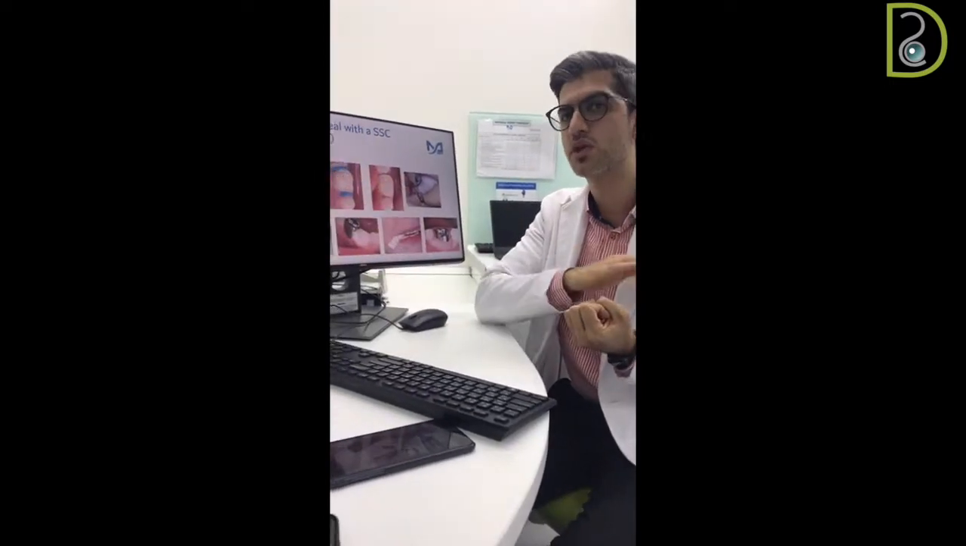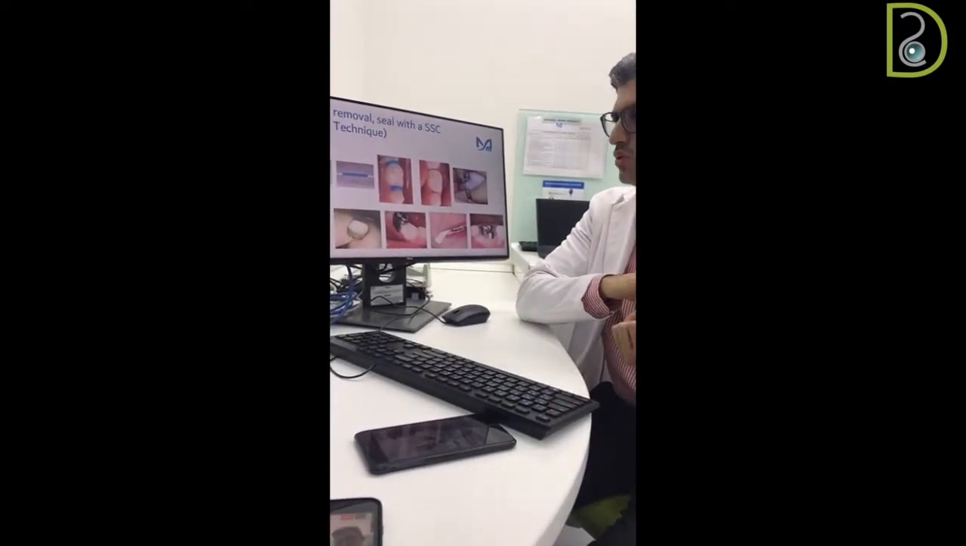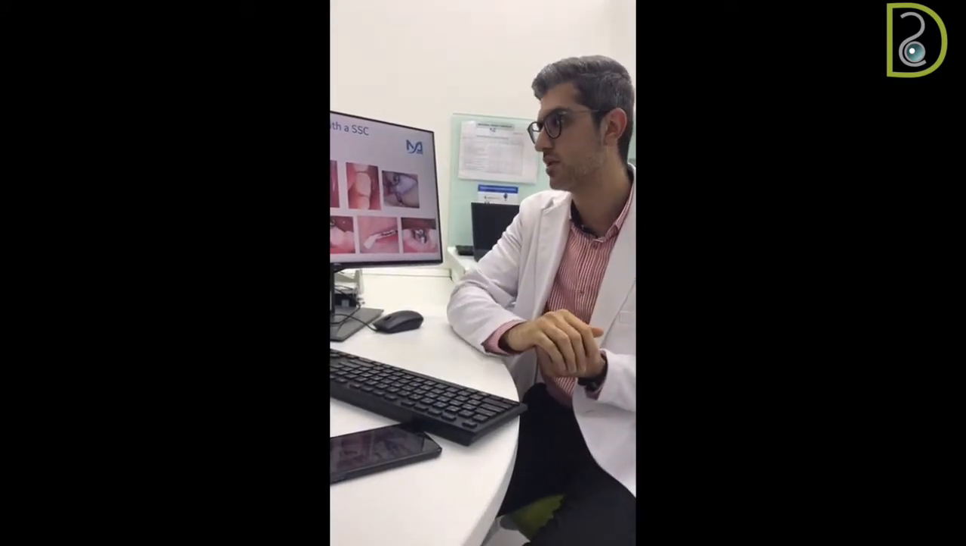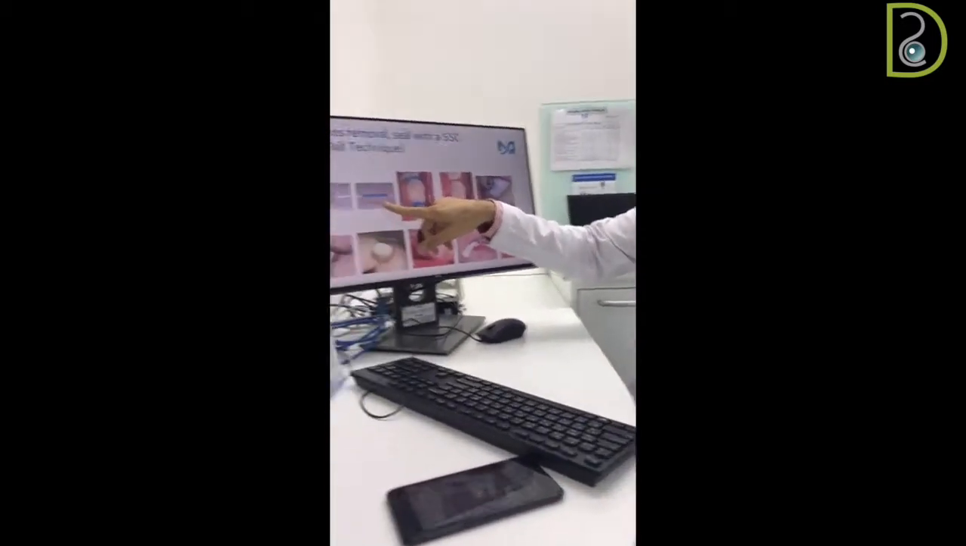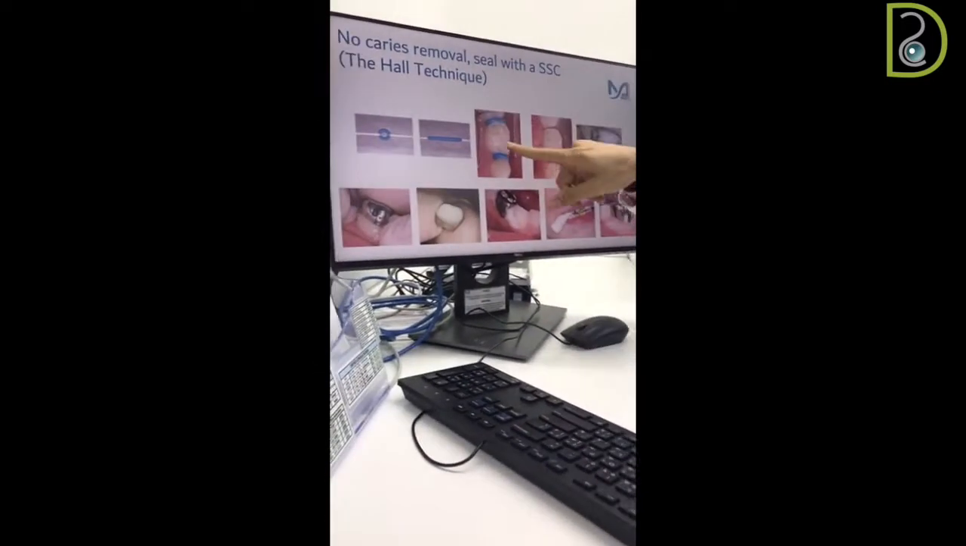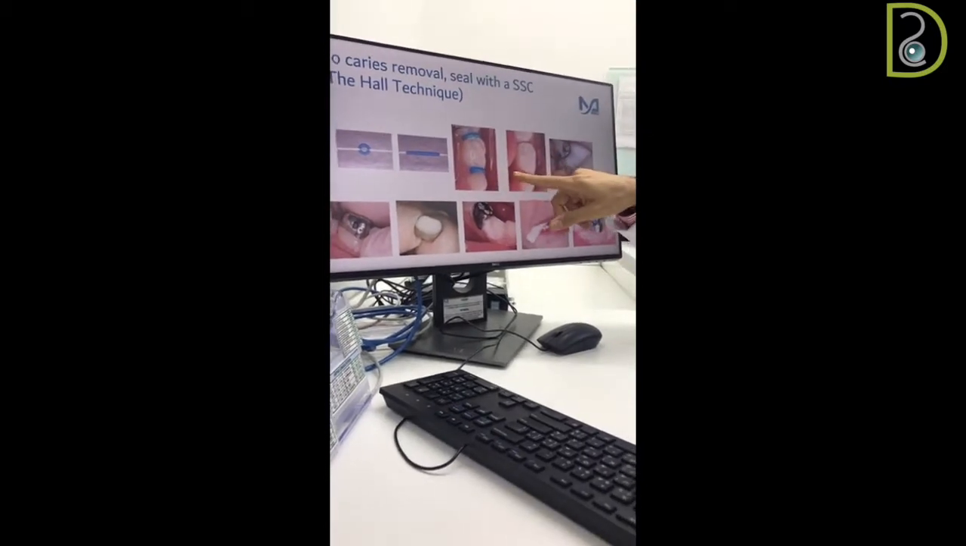And now for the Hall technique, we don't give any local anesthesia, we don't prepare the tooth, we don't remove any of the dental caries, and we just need to place the orthodontic separators. These are the separators. We place them between the teeth.